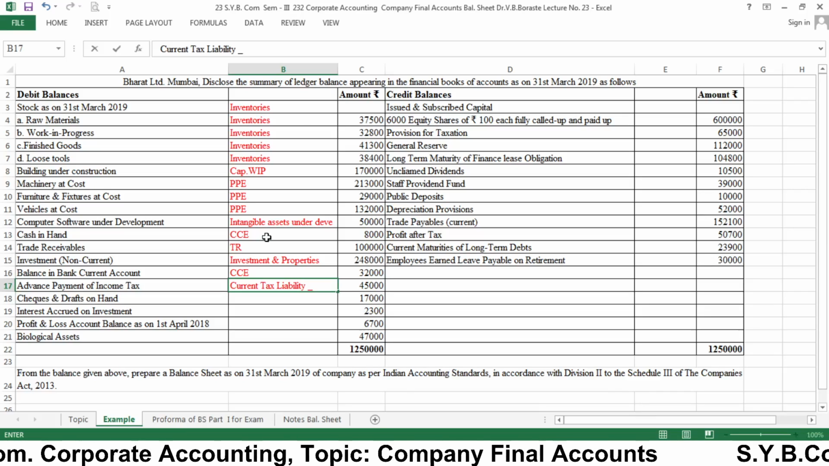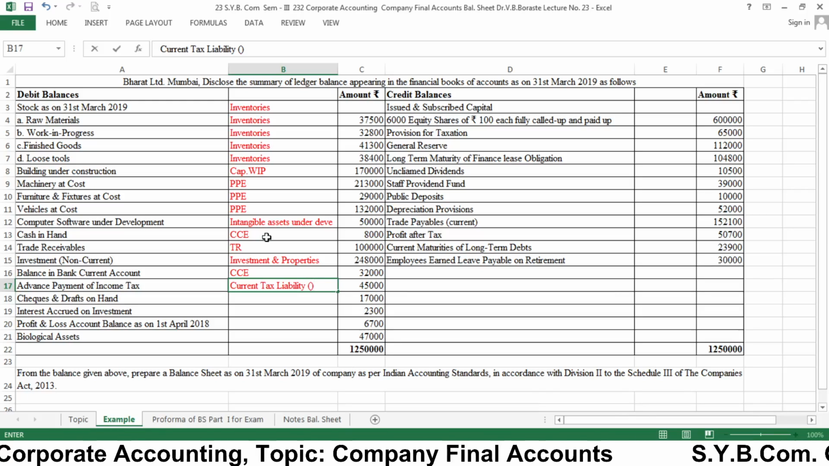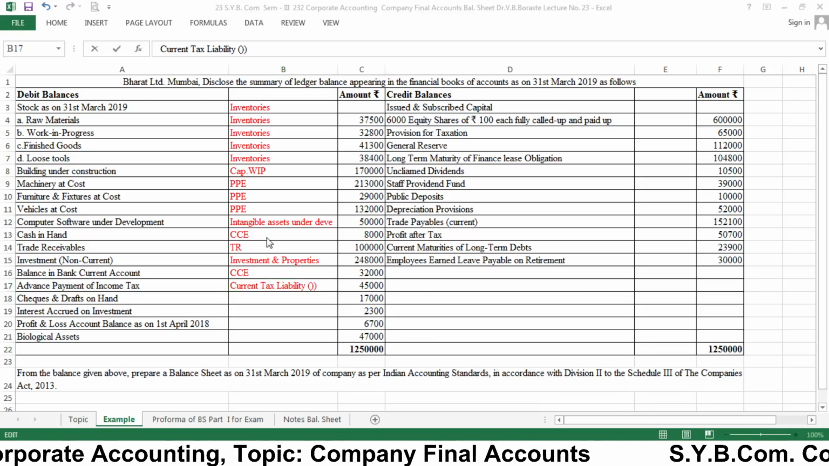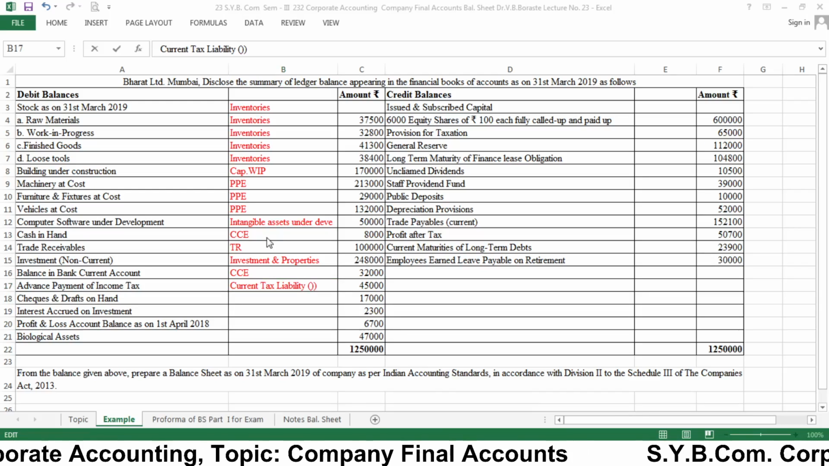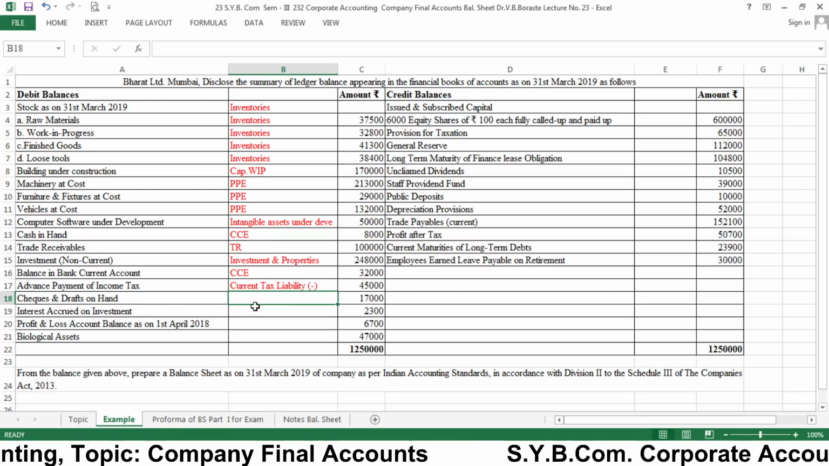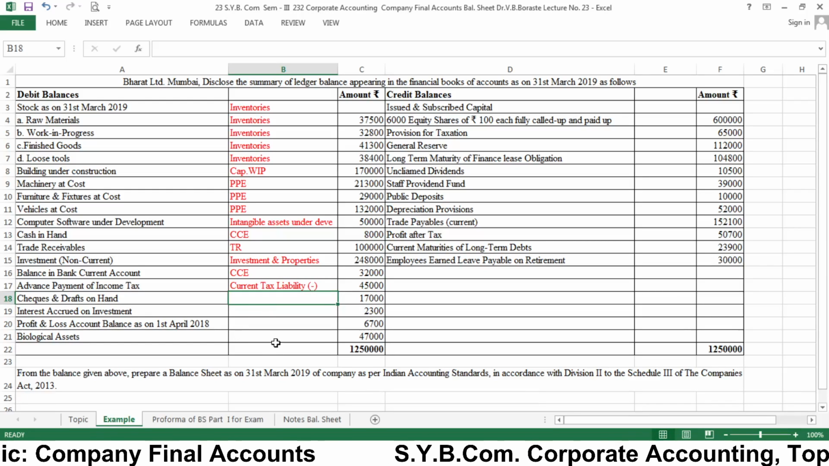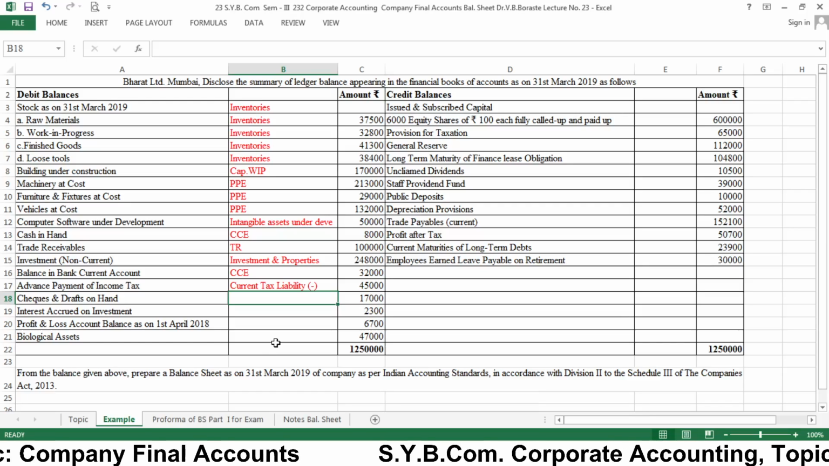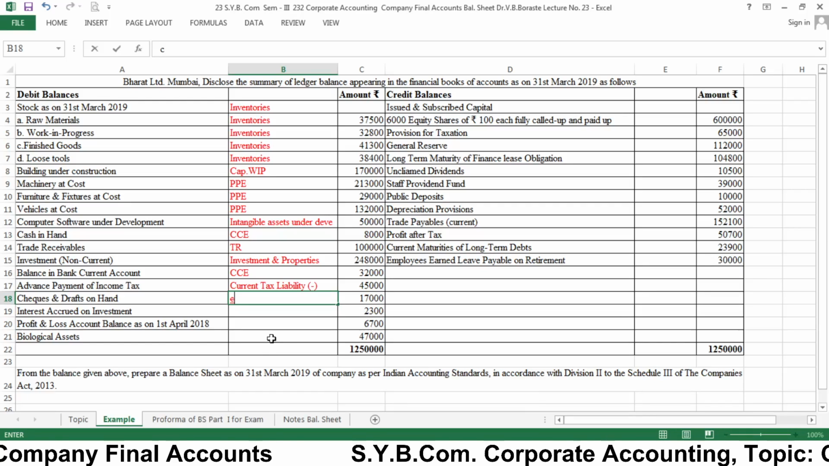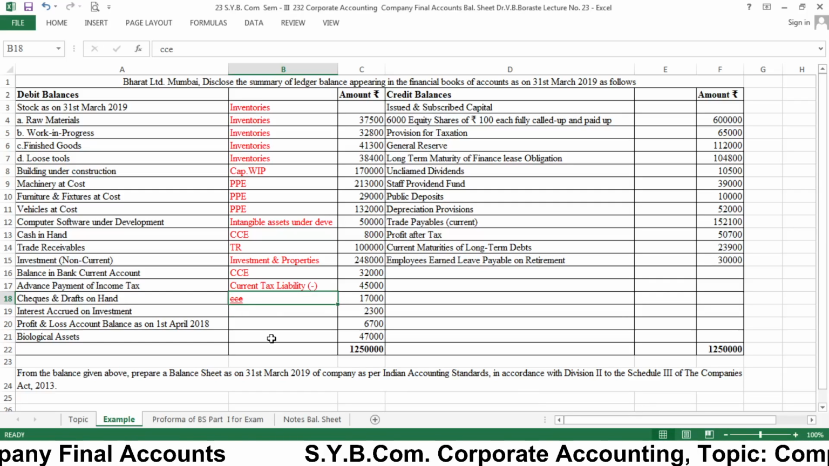Here I am going to put one sign, that is minus sign in bracket. That means we have to deduct it. Then checks and drafts. It will again be posted in cash and cash equivalents, that is CCE.